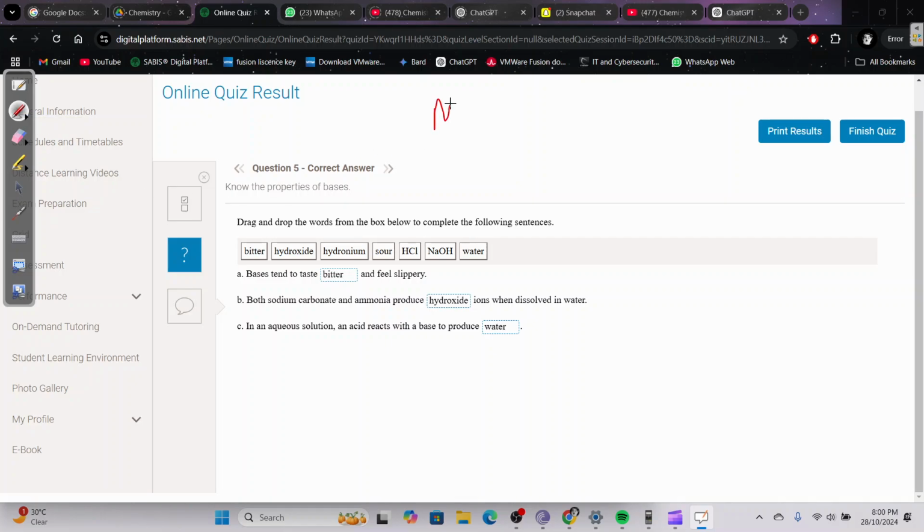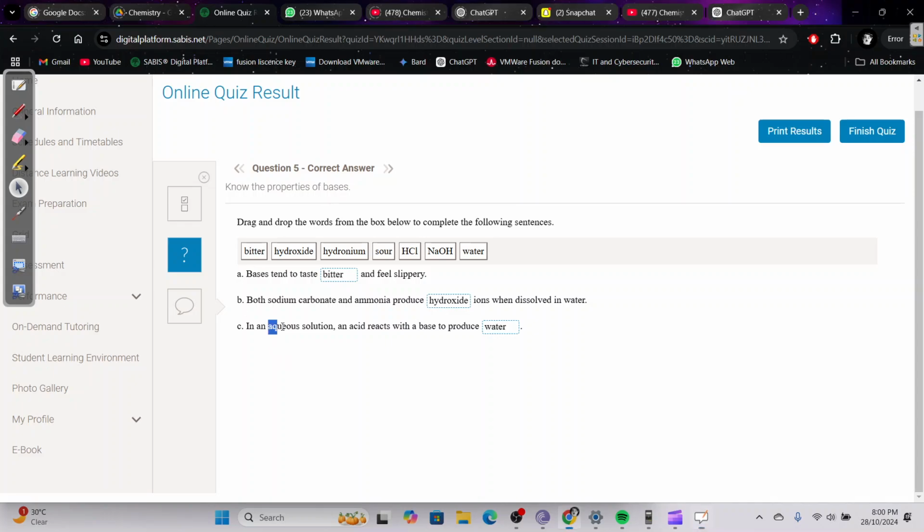Sodium carbonate, Na2CO3. These two as well. Just memorize it. It's a base. But if you were to do the chemical reaction with water, you'll find that it will give off OH ions. And in an aqueous solution, acid reacts with the base to produce water. This is true. It's aqueous. Keep in mind. Okay.